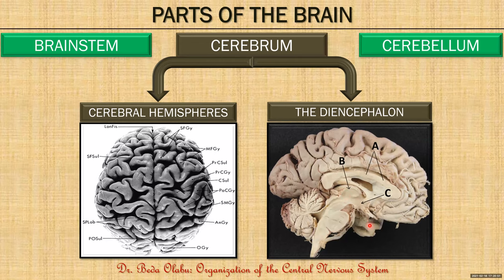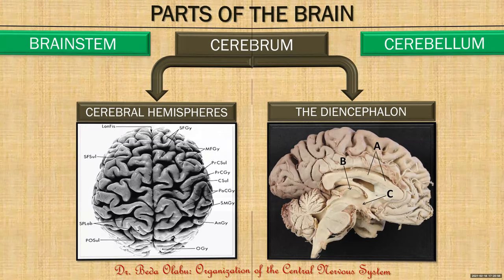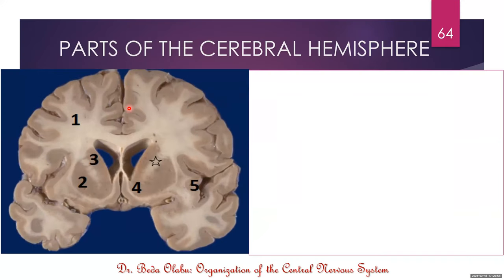Now that aside, let's narrow down to the cerebral hemisphere. So if you are to take a coronal section through the cerebral hemisphere, this is how it will appear. You see some outer region of gray matter. Now, in our introductory lecture, there's a name we gave to the outer layer of gray matter in the CNS.